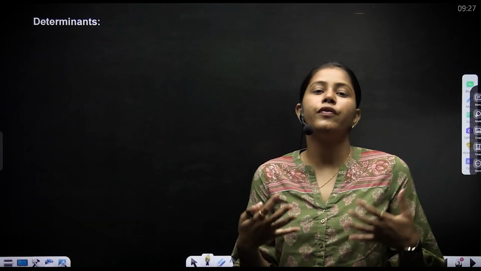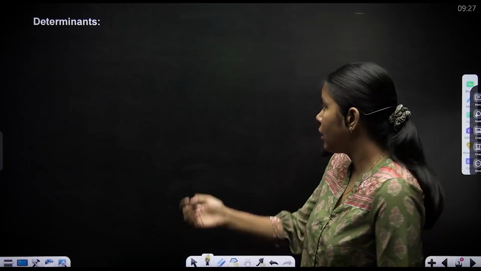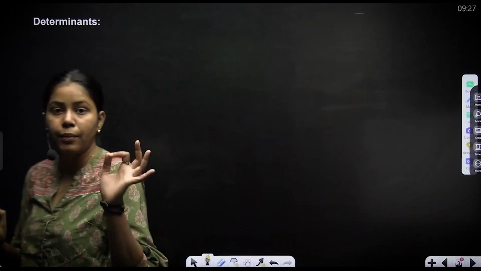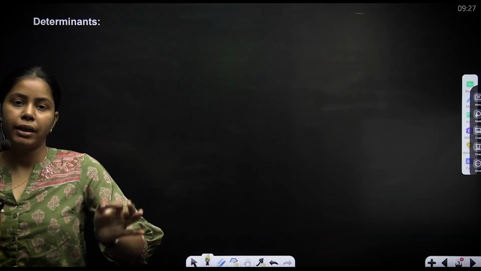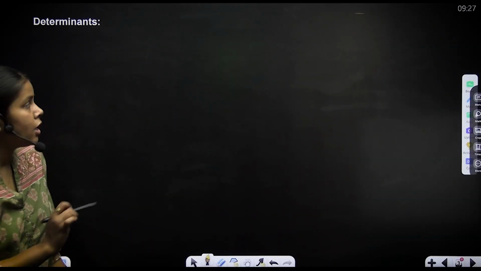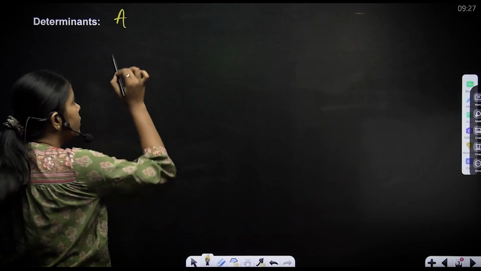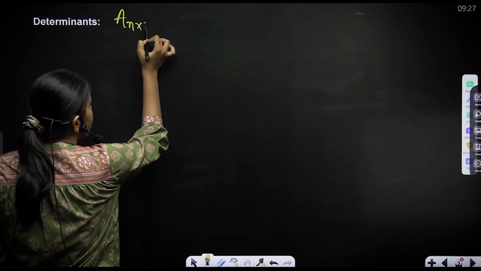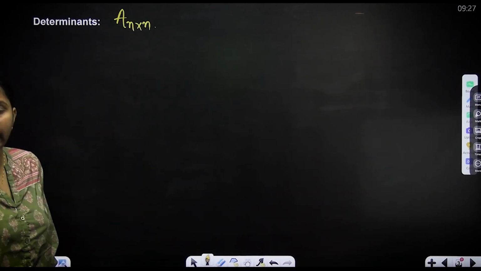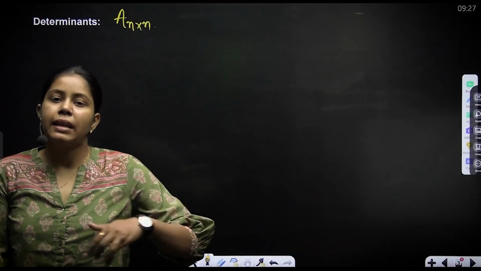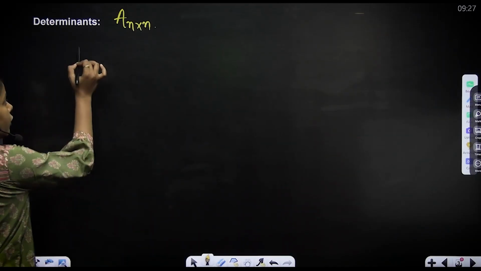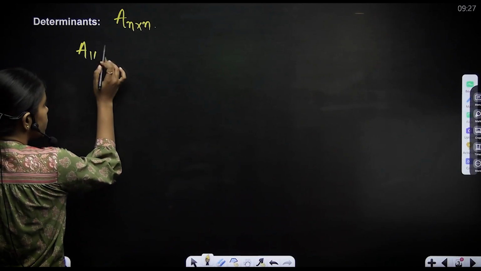So how do we find the determinant of a matrix? First of all, to find a determinant, a matrix has to be a square matrix. That means only if we have a square matrix can we find the determinant. So let's suppose the order is n cross n, then it would be a square matrix. Next comes the determinant of a matrix of order 1 cross 1.